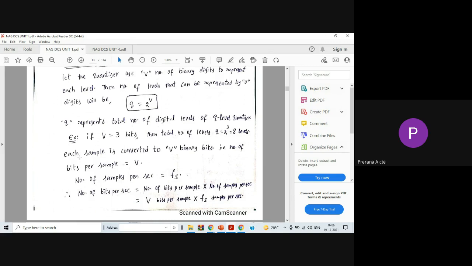So that means we are taking a fixed level amplitude. Each sample is converted to V binary bits. That is, the number of bits per sample is V. And what is the sampling rate?